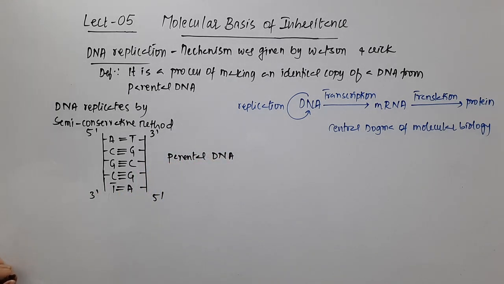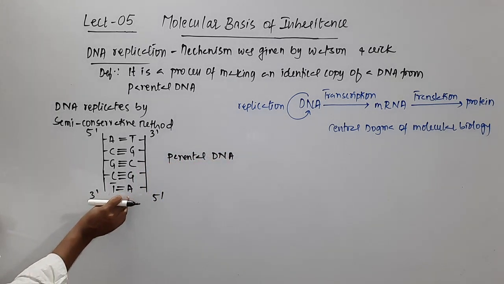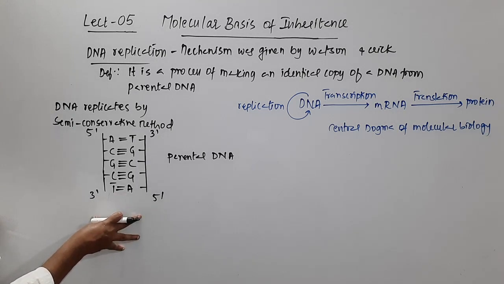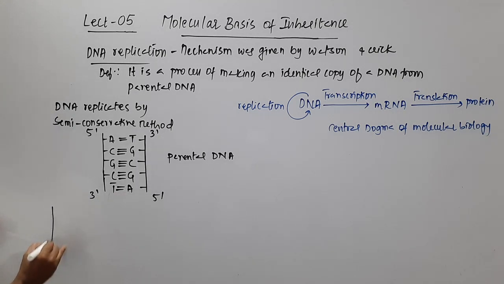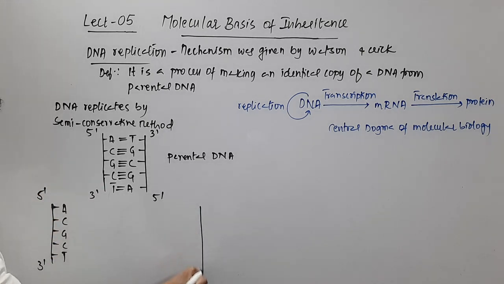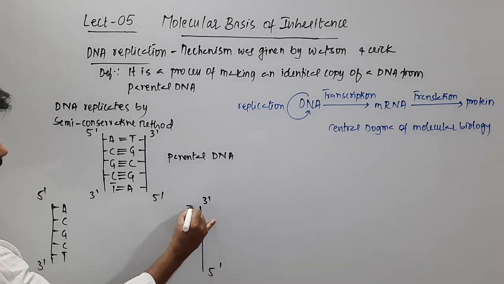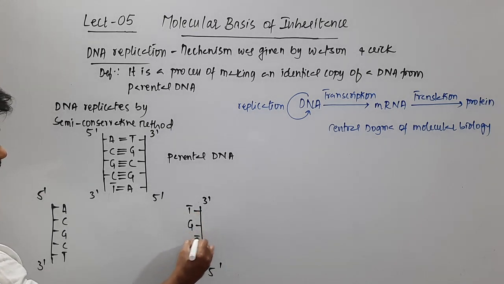Now during the process of replication, these two strands get separated. So I will draw them separately. The two strands will get separated. So A, C, G, C, T, 5 dash to 3 dash. This strand got separated. And again, this is another strand: T, G, C, G, A.